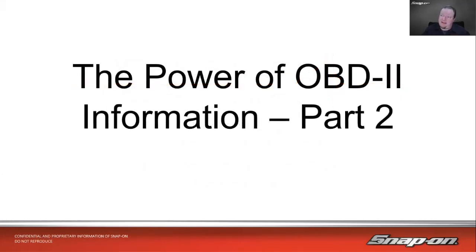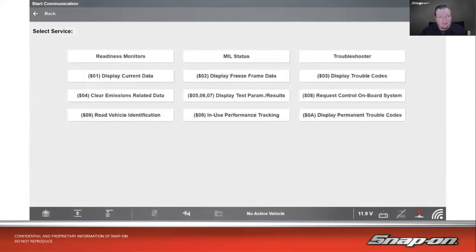So our topic today is the power of OBD-II information, part 2. This is part 2 of our 2-part series on OBD-II. To recap, last time we talked about the first half of the screen, the upper part of the screen. We talked about a little bit of the history of OBD-II and where we came from and where we are today. Then we got into readiness monitors, engine light status, and the troubleshooter.